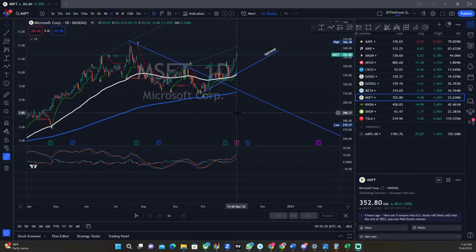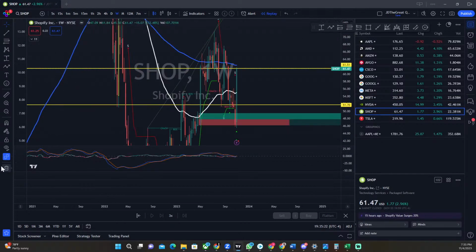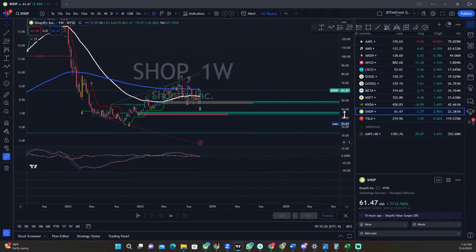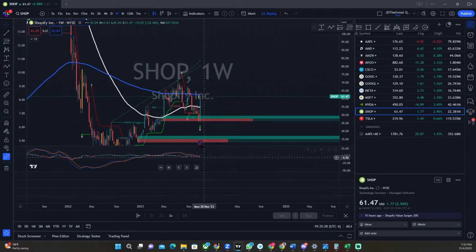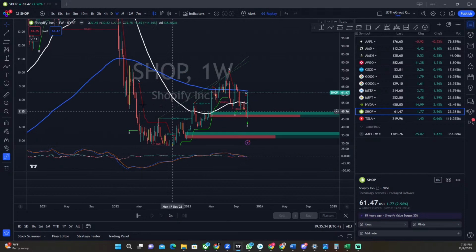All right, let's pick a last one. Let's go with Shopify. Shopify, let's go over to the weekly. Let me erase this. So we kind of came off of this order block. The cheat code algo is letting us know we had a lot of pressure. We surrounded right here. And if we look historically, this is a very tough area for us to break down.